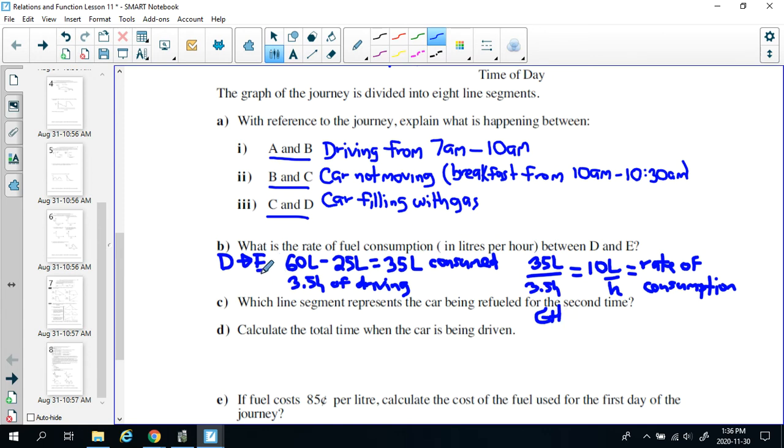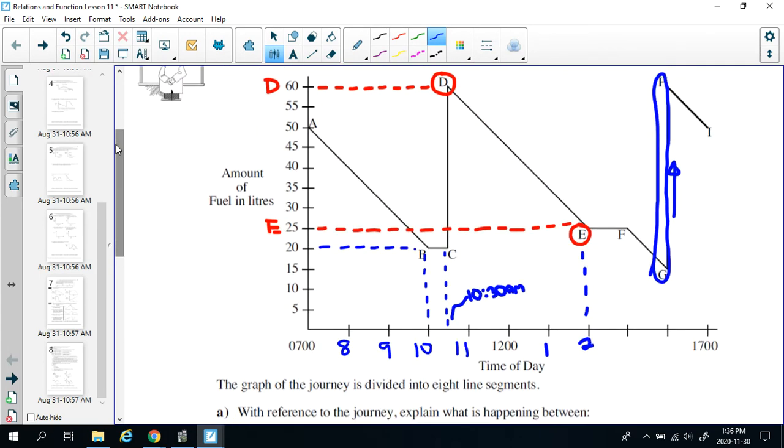Okay, D, calculate the total time the car is being driven. So when do they stop here? They start at 7 a.m. and we end at 3, 4, 5 p.m. But it says just how long were you driving for. So we don't want to include the time where the car is stopped, like when they're eating lunch or supper.